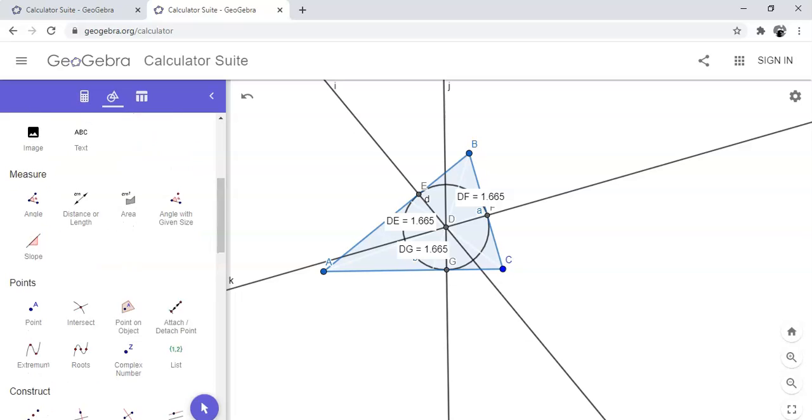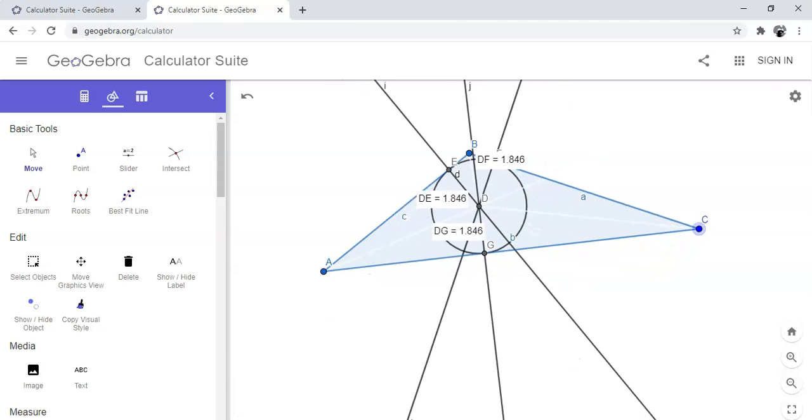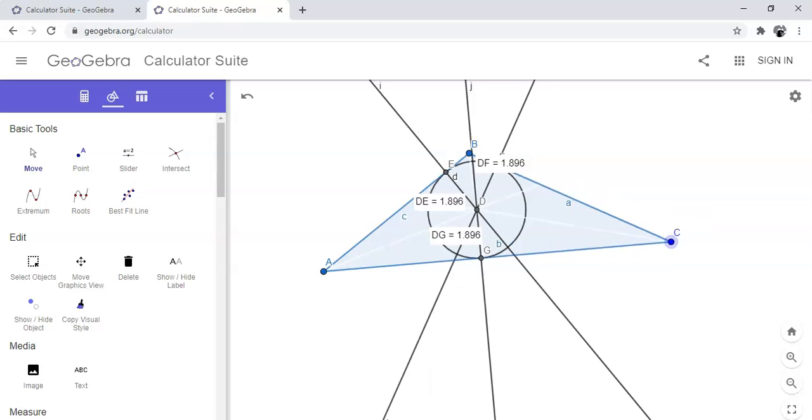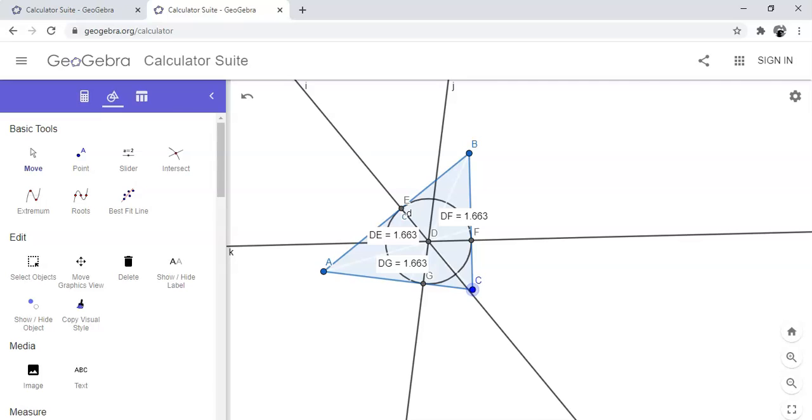Now, where can the incenter happen in a triangle? Well, this one's easy, right? In an obtuse triangle, it's inside. In a right triangle, it's inside. And in an acute triangle, it's inside. So the incenter is always inside the triangle.